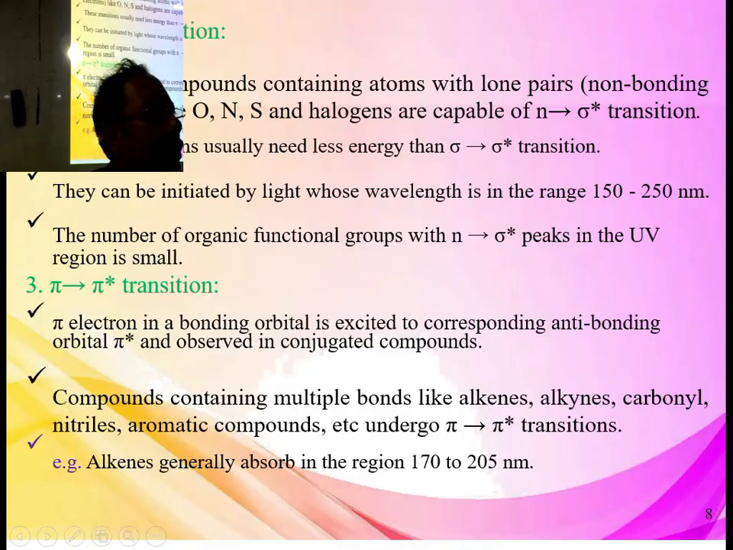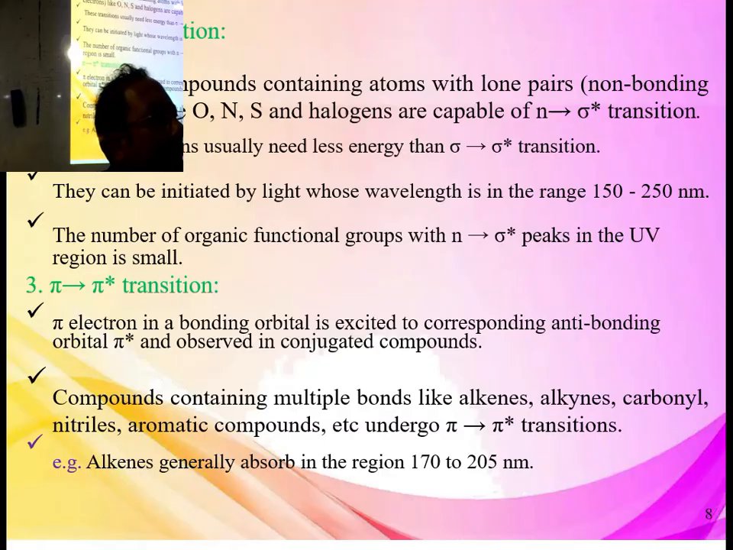For the n to sigma star transition, the requirement of energy is comparatively less. N to sigma star is quite an easy and probable transition. Sigma to sigma star is very difficult because it will require very high energy. And if any high energy transition occurs, that electron will come back quite easily, because that is a very high energy state. It cannot stay there for a long period, so usually it comes back very, very fast. But n to sigma star is a comparatively easier transition because the energy requirement is smaller.